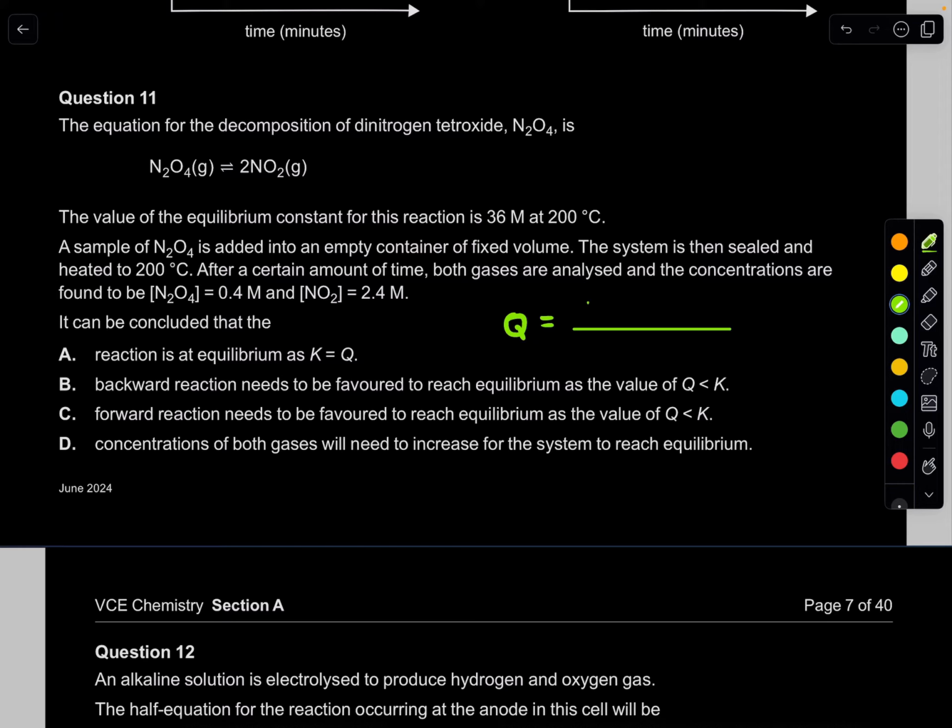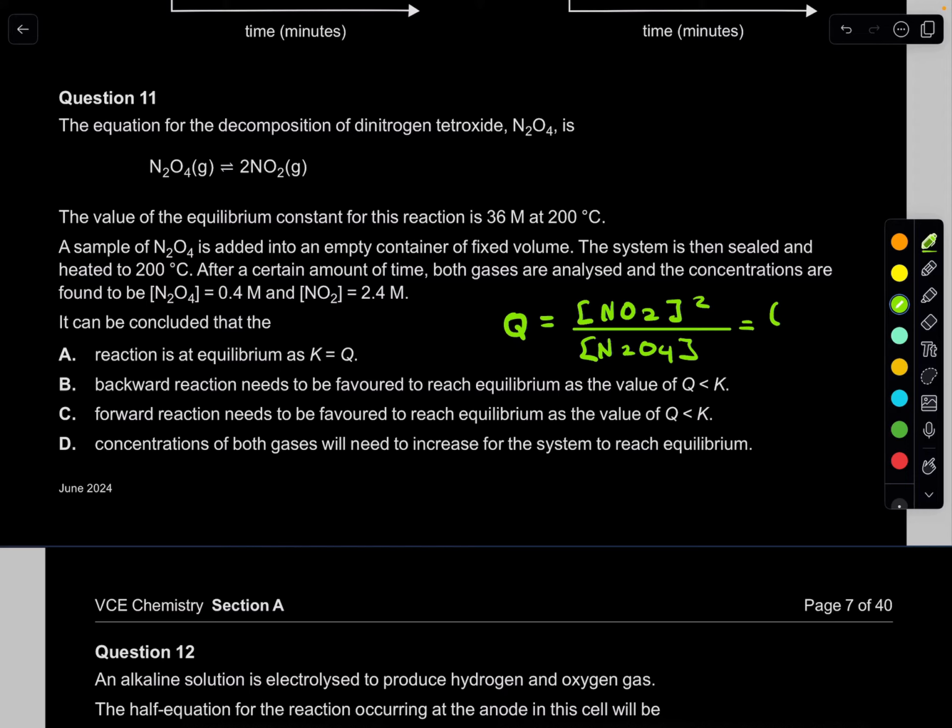So looking at this, it's going to be NO2 squared over N2O4. And remember, the difference between the reaction quotient is that you can use it for any point, so at any point in time, compared to the equilibrium constant, which has to be precisely at equilibrium. But the reaction quotient can be used at any time to see if it's reaching equilibrium, to see where the reaction is going, is it going backwards or forwards.